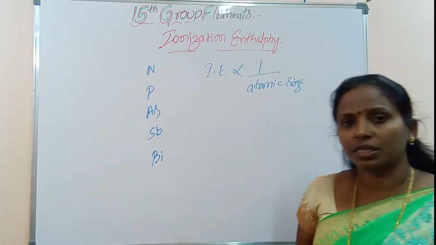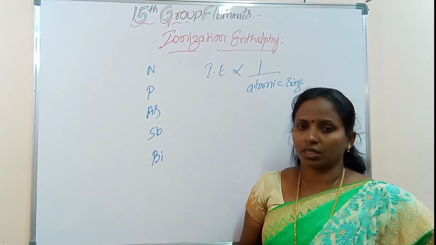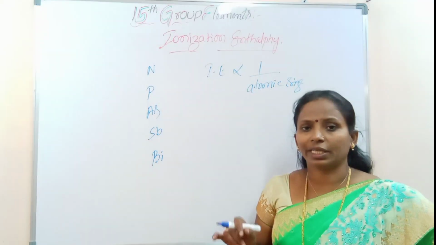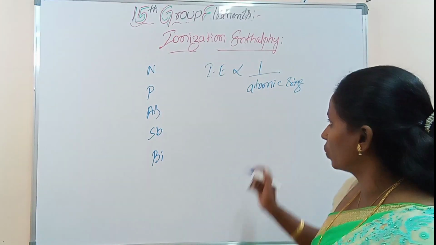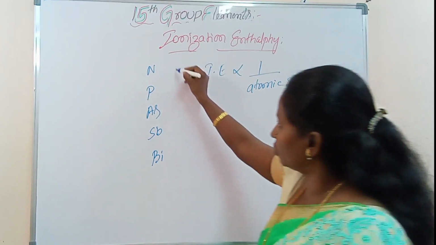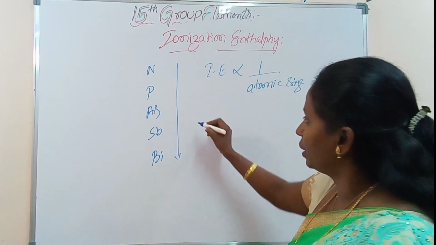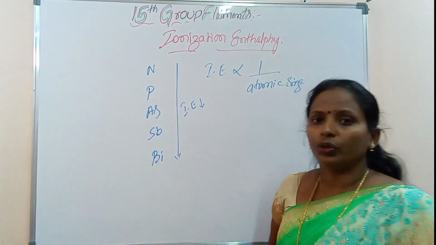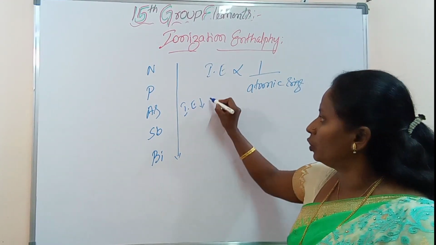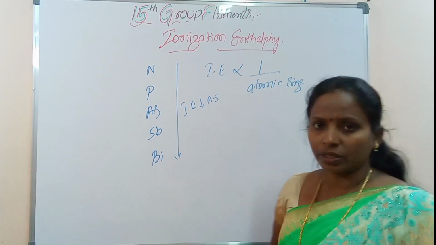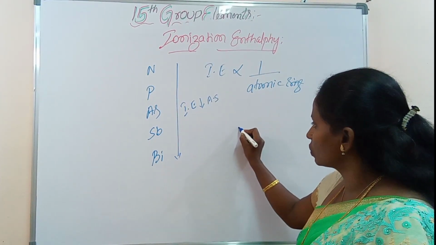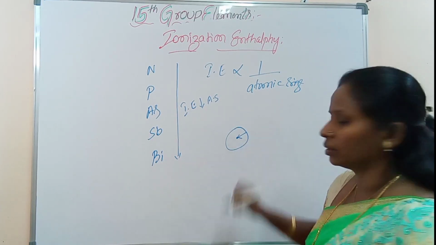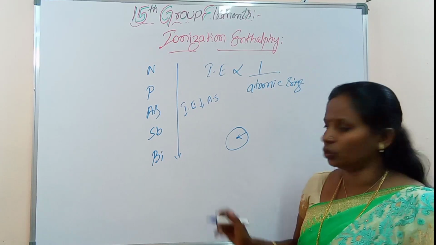As the size of an atom increases, the ionization enthalpy decreases because of the increase in screening effect, shielding effect, and decrease in effective nuclear charge. Okay, so look here, as we go down the group, ionization enthalpy decreases due to increase in atomic size. Okay, so look here, the smaller the atom, the electron cloud is attracted towards the nucleus.